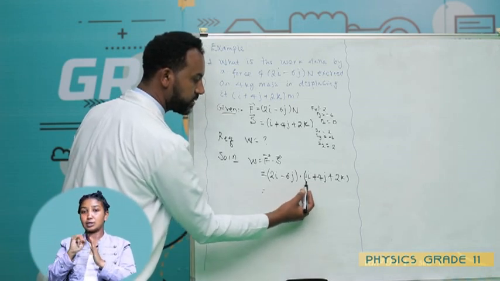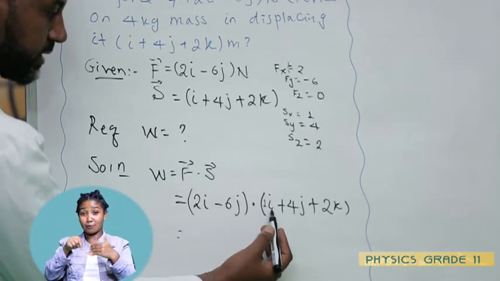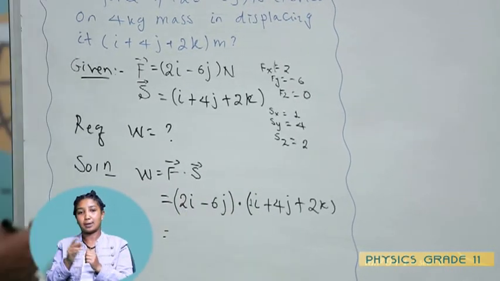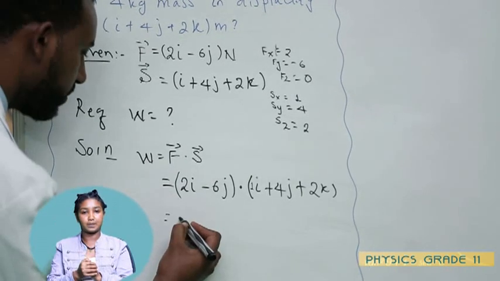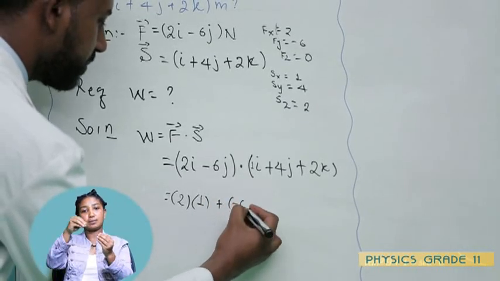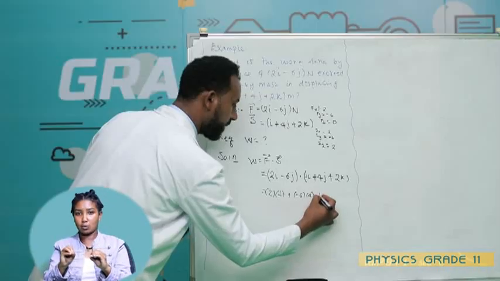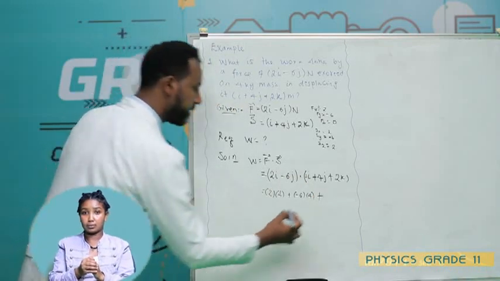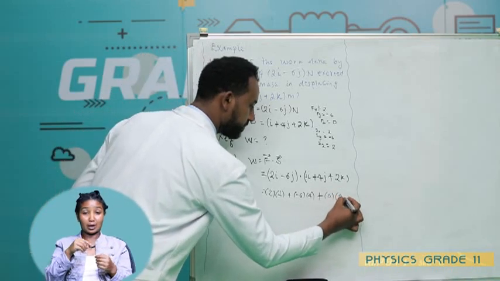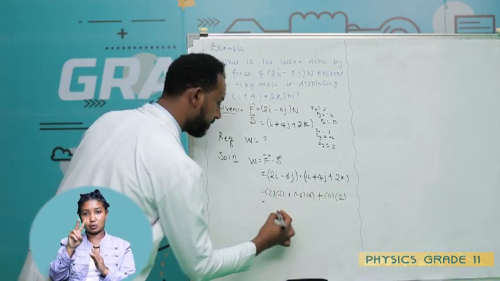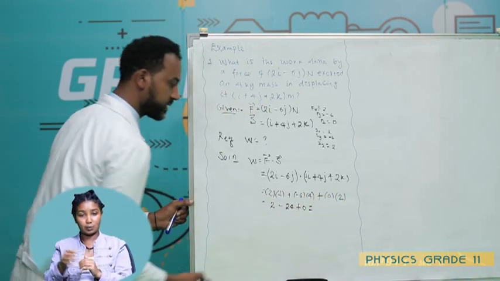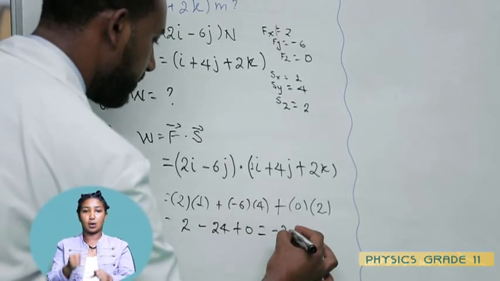If you multiply minus 6j with i, the result is 0. With k, the result is 0. Therefore, we can multiply only i with i, j with j, k with k. Therefore, 2 multiplied with 1 plus minus 6 multiplied with 4 plus the z component, which is 0, times 2. When we multiply this, we find 2 minus 24 plus 0. And this gives us minus 22 joule.